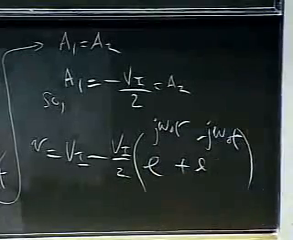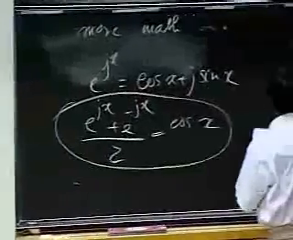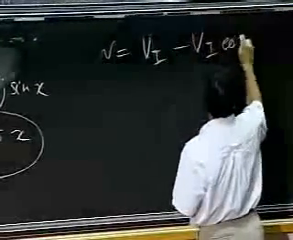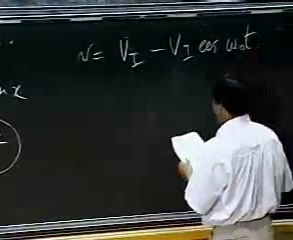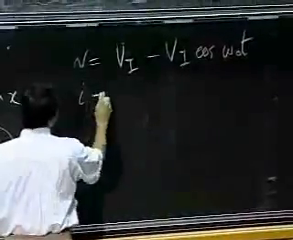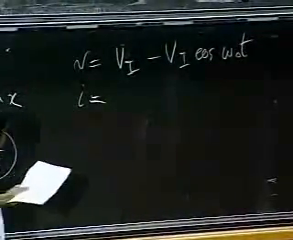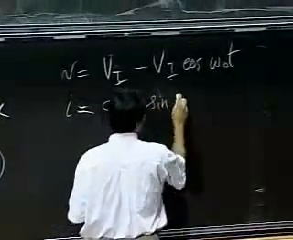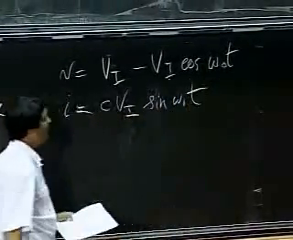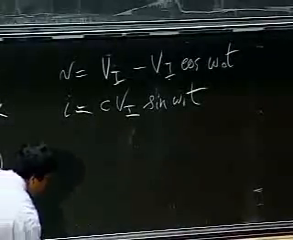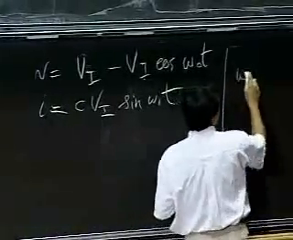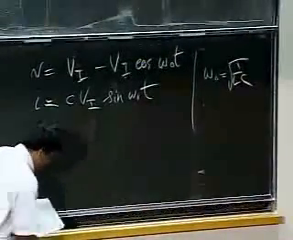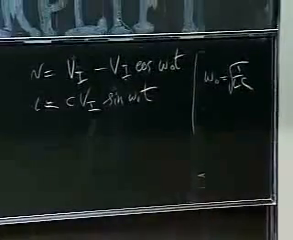The 2 and 2 cancel out, and what I'm left with is v of t is vi minus vi cosine of omega naught t. And the current is C dV dt, which is simply C times vi sine omega naught t. And just remember that omega naught is square root of 1 divided by LC. We're done.